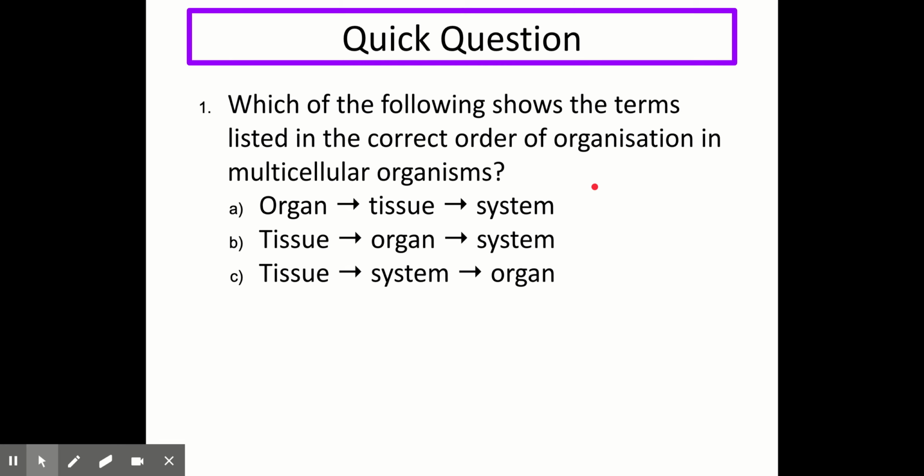So this question asks, which of the following shows the terms listed in the correct order of organisation in multicellular organisms? So is it organ, tissue, system, tissue, organ, system, or tissue, system, organ? Well, we know it's tissue, organ, then system. Cell would obviously come before this. You need to know the order of complexity, so it'd be tissue, organ, system. So B.